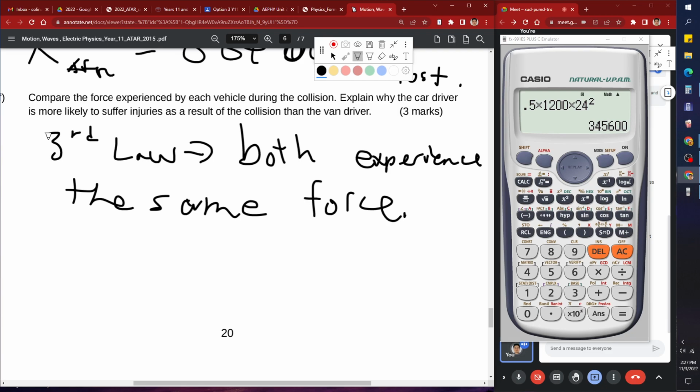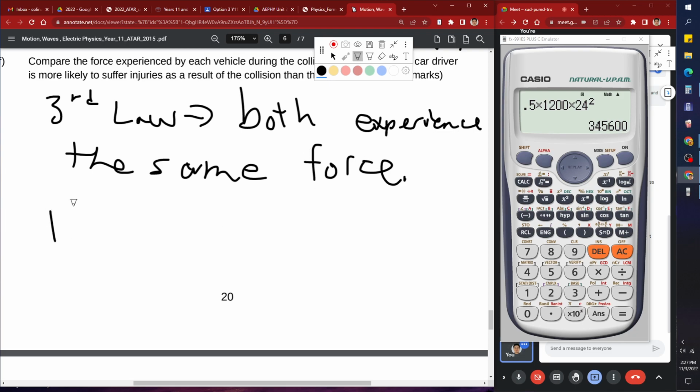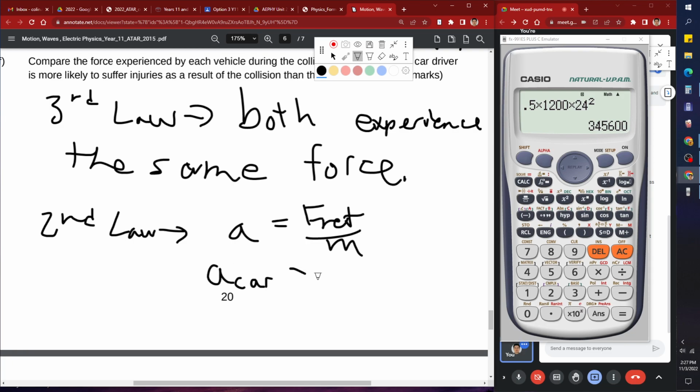Why is the driver more likely to suffer? Well, according to Newton's second law, acceleration is a matter of the net force, which is the same for both of them, right? They both experience the same force. But because the mass here is smaller, the acceleration of the car is greater than the acceleration of the van. So that means the person inside experiences different accelerations, right? The car experiences a big deceleration because its mass is smaller.